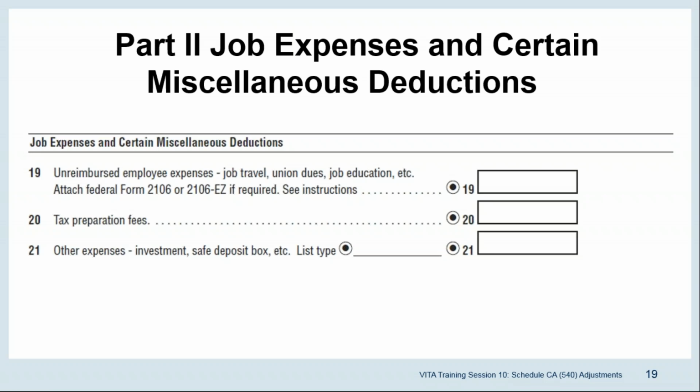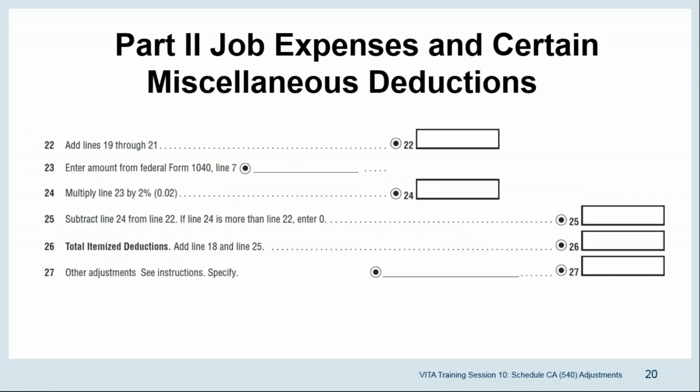Line 20, tax preparation fees. Enter the fees you paid for tax preparation, including fees paid for filing electronically. Debit and credit card payment convenience fees should be entered on line 21 instead of line 20. Line 21, other expenses. You will enter the total amount paid to generate or collect taxable income. For example, investment expenses, safe deposit box, etc. For more information, refer to the Schedule CA 540 instructions.